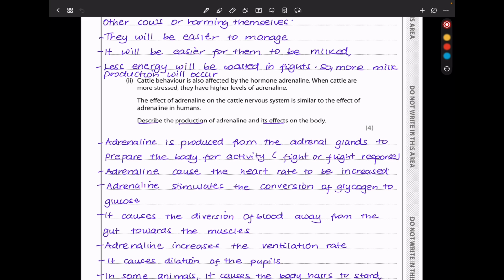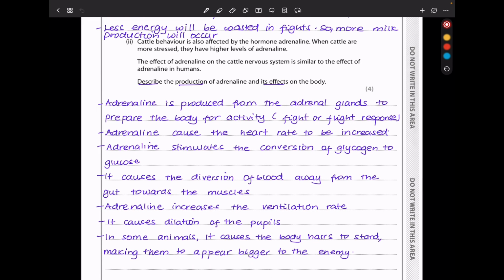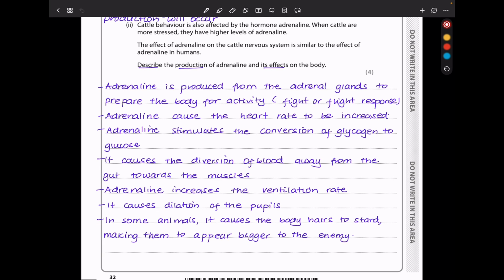Next, I say, cattle behavior is also affected by the hormone adrenaline. When cattle are more stressed, they have higher levels of adrenaline. The effect of adrenaline on the cattle nervous system is similar to the effect of adrenaline in humans. Describe the production of adrenaline and its effects on the body. Adrenaline is responsible for the fight or flight response, meaning preparing the body for activity.